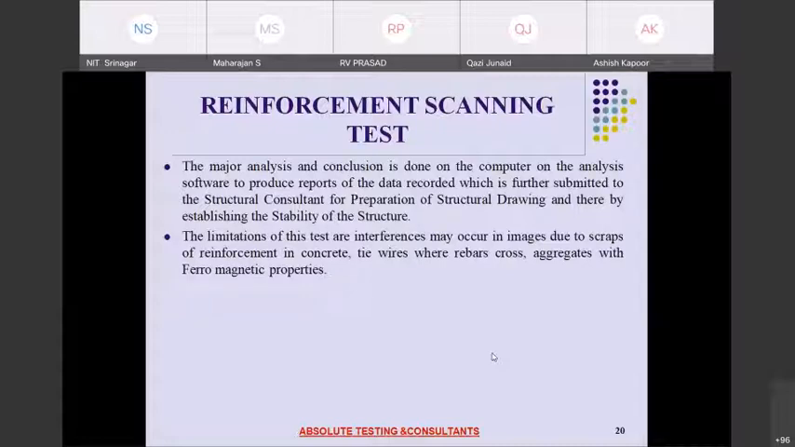The limitation of this test is that interference may occur in images due to scraps of reinforcement in concrete, tie bars, other rebar, or aggregates with ferromagnetic properties, because it completely works on ferromagnetic induction. So if any type of ferrous material is embedded in your concrete structure, then it will give some erratic results or there is some interference in the image.